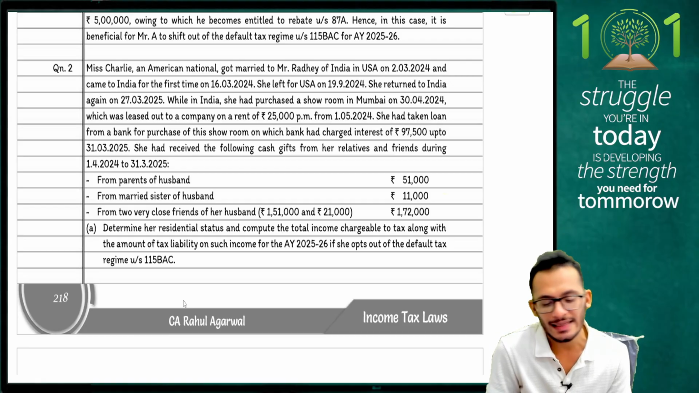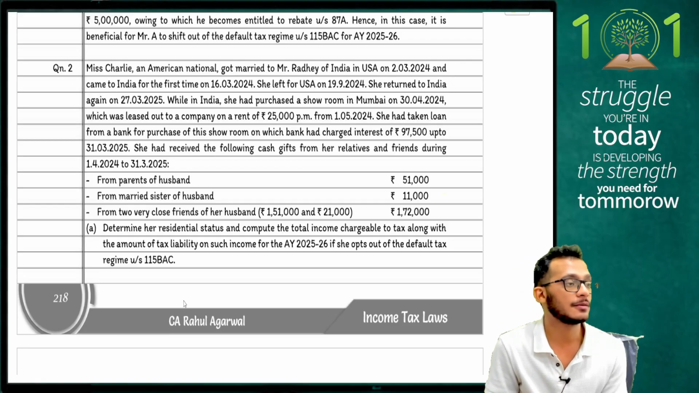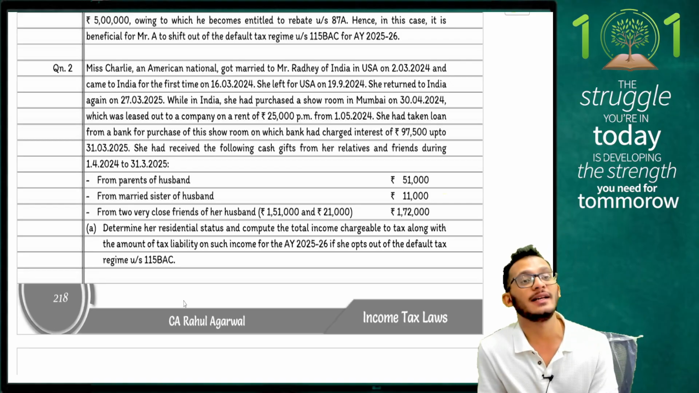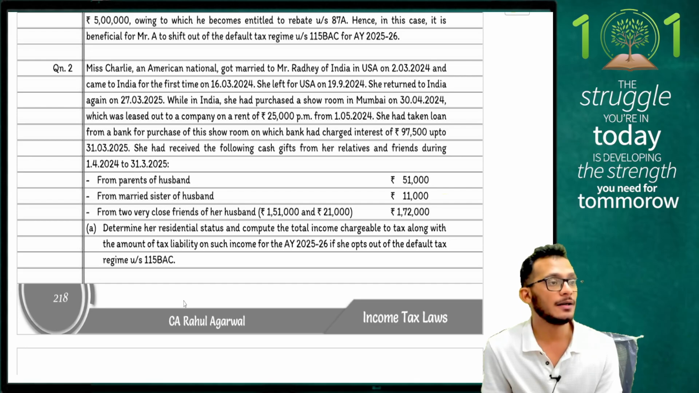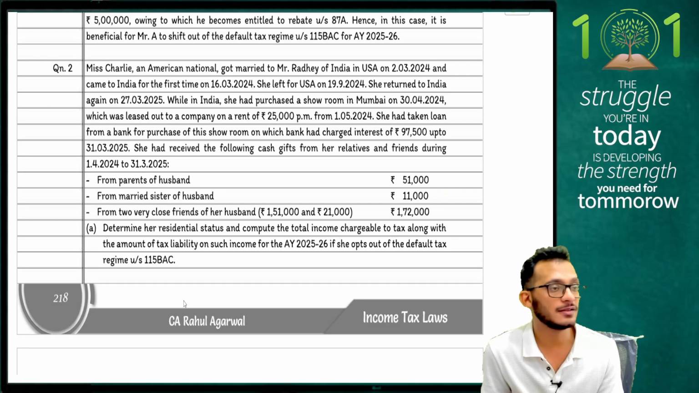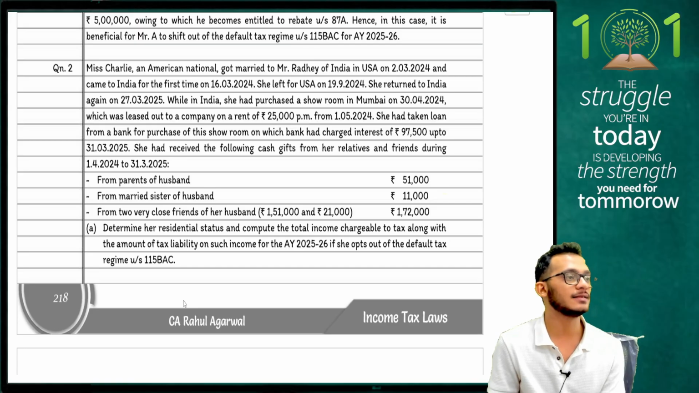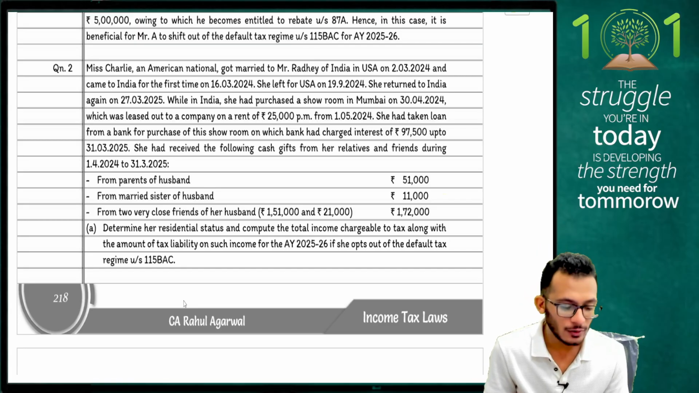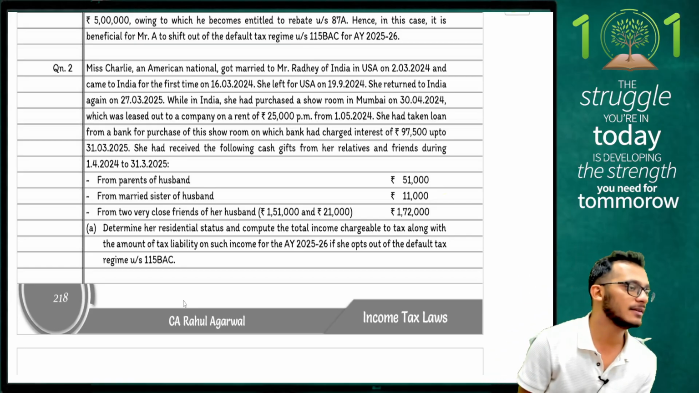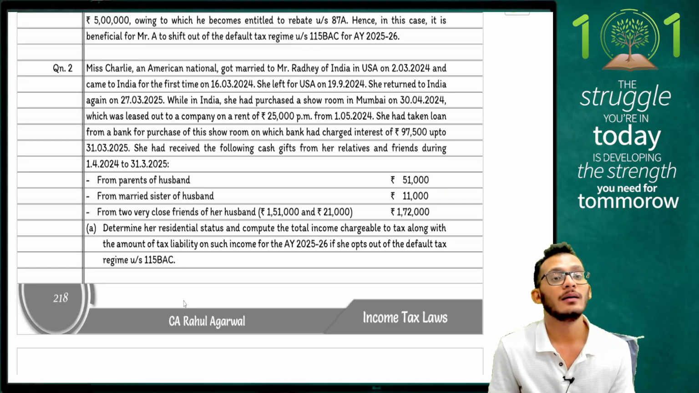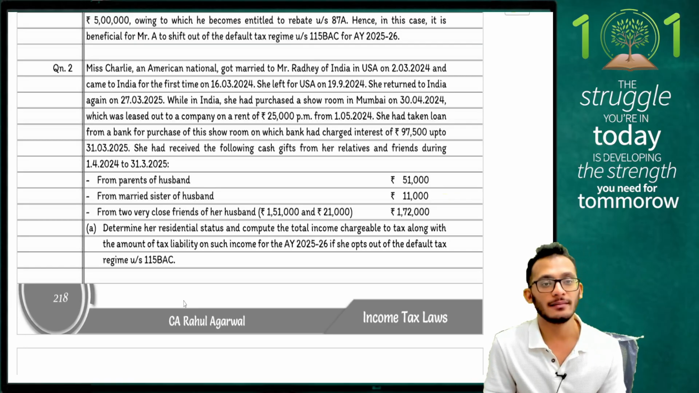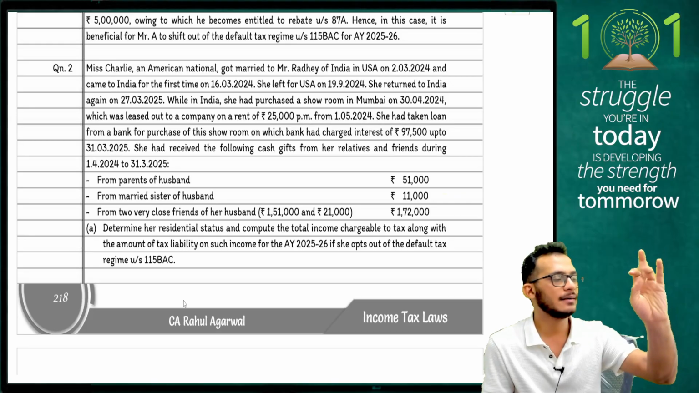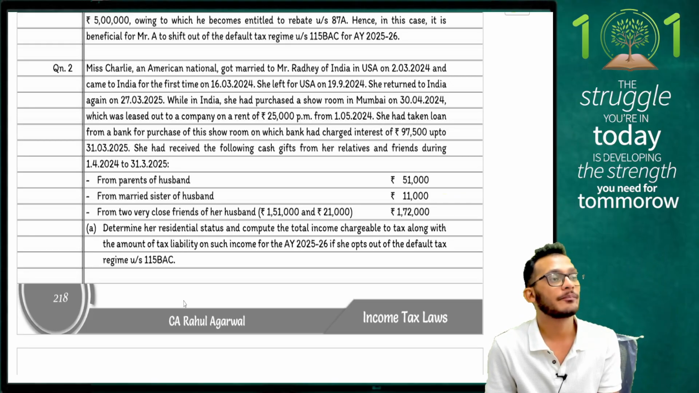She left India on 19th September 2024, which means she was in India from April to 19th September. Yes, people, date of departure is assumed as stay in India, unless you are a crew member. She returned to India again on 27th March 2025. Same previous year, which means she's come back again. 27, 28, 29, 30, 31. 5 more days she was in India.